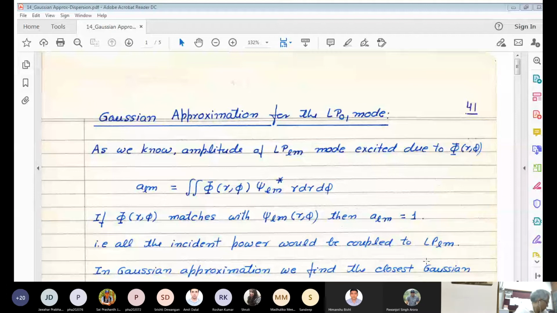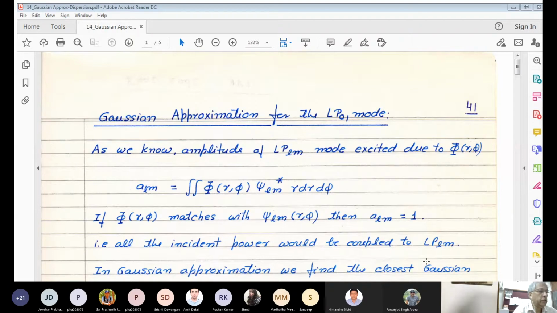So last time, let me see what we had discussed. Okay, so we had discussed first the modal field patterns. Then we had discussed how to identify them. Then we had discussed the Poynting vector. How do we calculate the power carried by an LP mode? And then we discussed the excitation of modes.